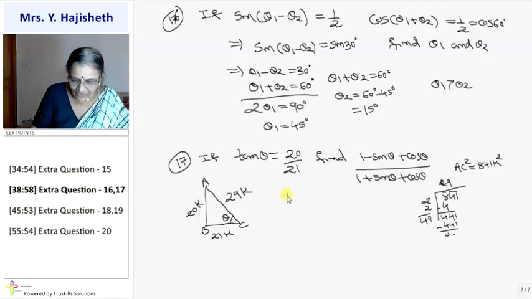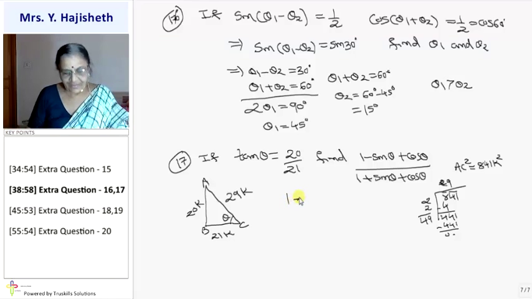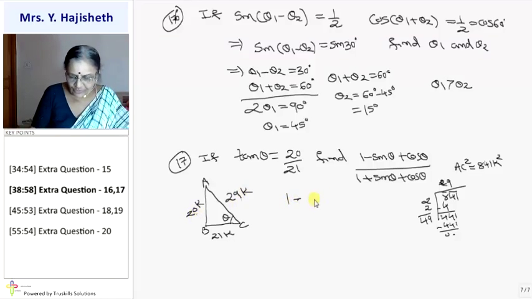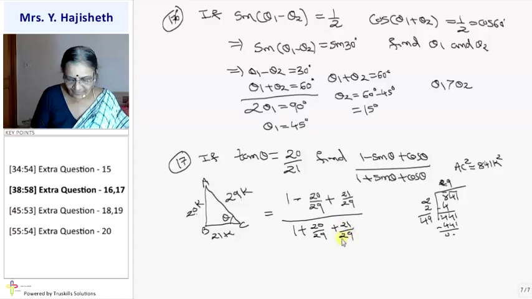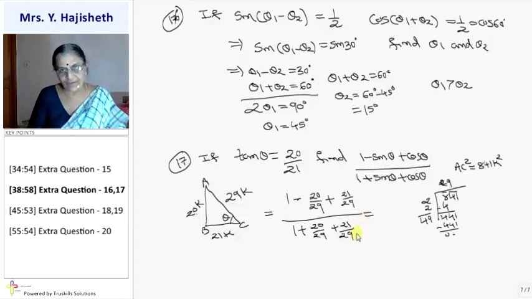So now I put the value of sin theta. Sin theta is opposite side upon hypotenuse, so 20 by 29. Cos theta is adjacent upon hypotenuse, so 21 by 29. Now 1 plus 20 by 29 plus 21 by 29. Your answer is 3 by 7, okay?